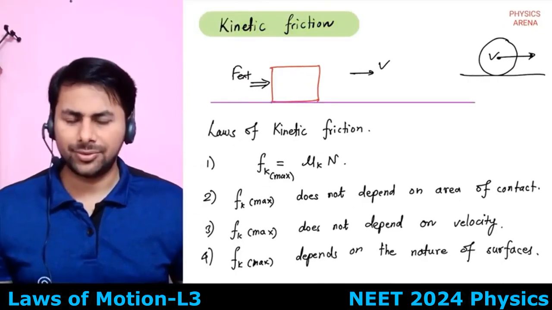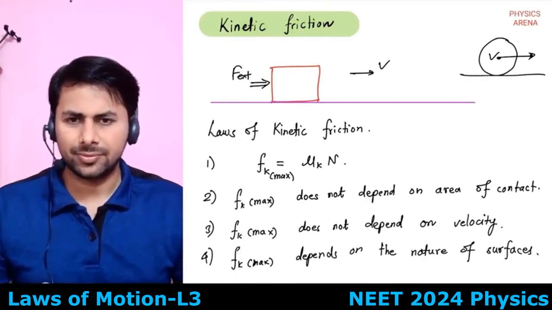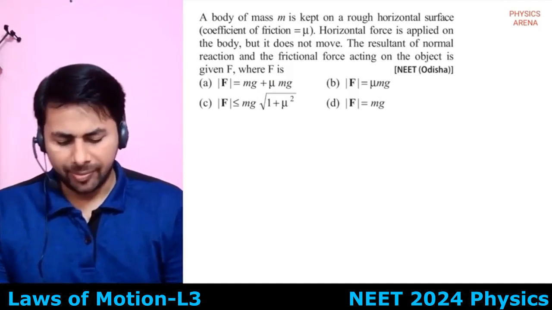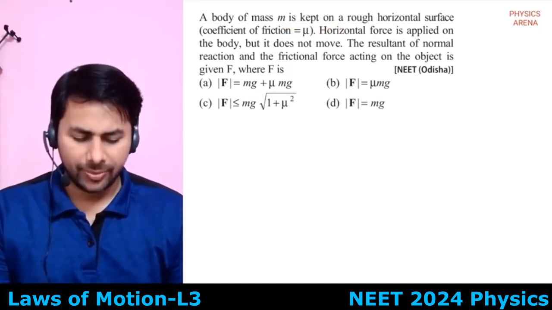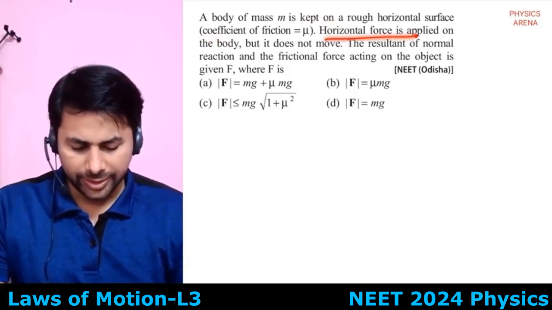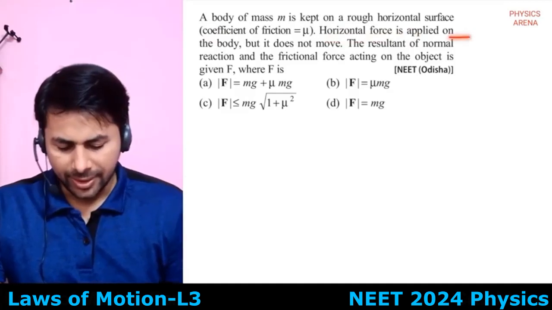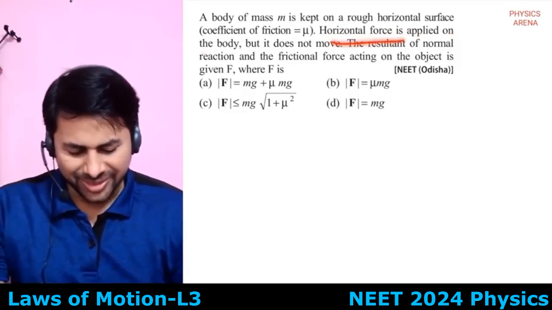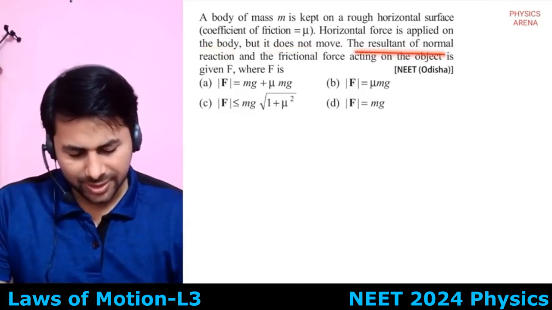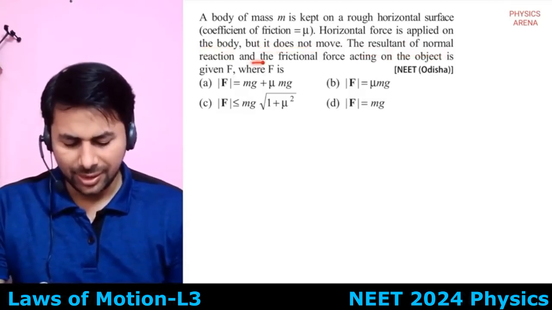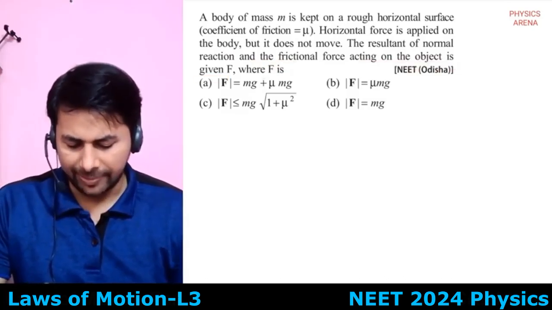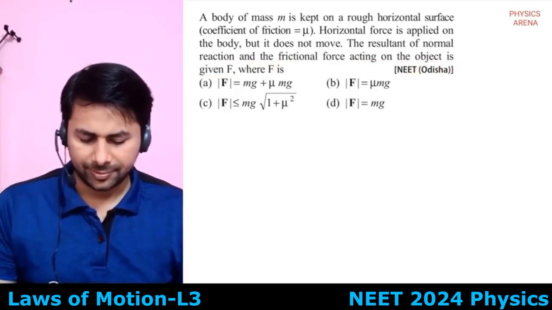Is it clear? Yes, no? Let's see this problem. A body of mass m is kept on a rough horizontal surface. Coefficient of friction is mu. A horizontal force is applied on the body, but it does not move. The resultant of normal reaction and frictional force acting on the object is given by F, where F is.